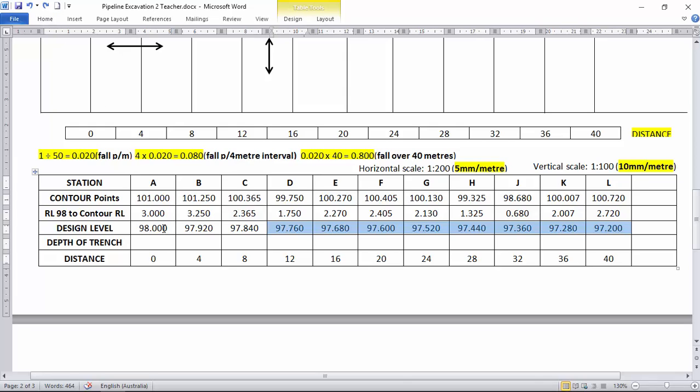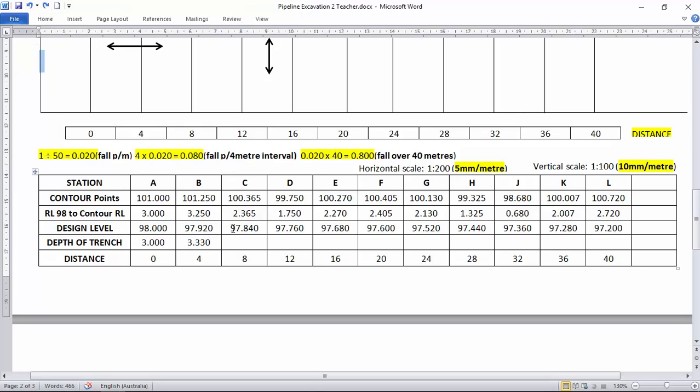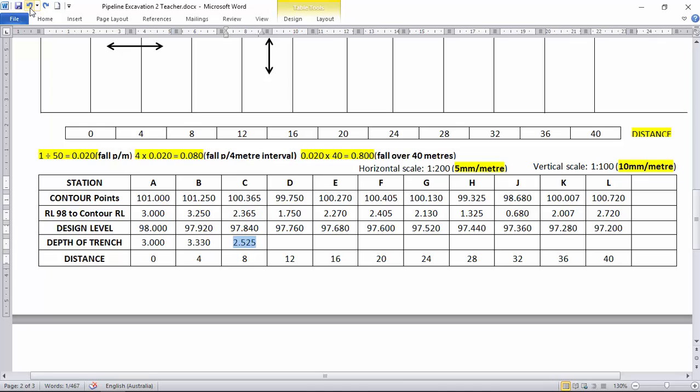Then for the depth of our trench, we take our design level away from our contour point, which gives us 3 metres. Then we take our design level of 97.92 away from our 101.25, and that gives us 3.33. Then we take our 97.84 away from our 100.365, and that gives us 2.525, and we just continue that process.